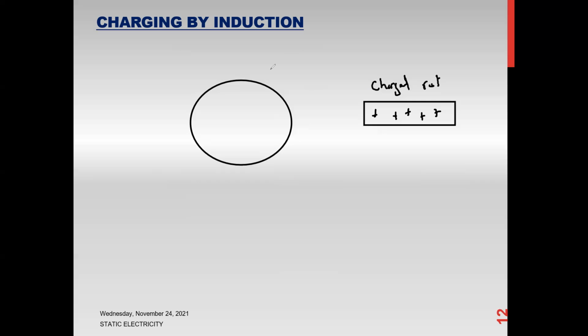So we have a metal sphere and we bring a positive charged rod. As a result, what happened? One side will be negative and one side will be positive. Now what do we do? We connect an earthing wire.